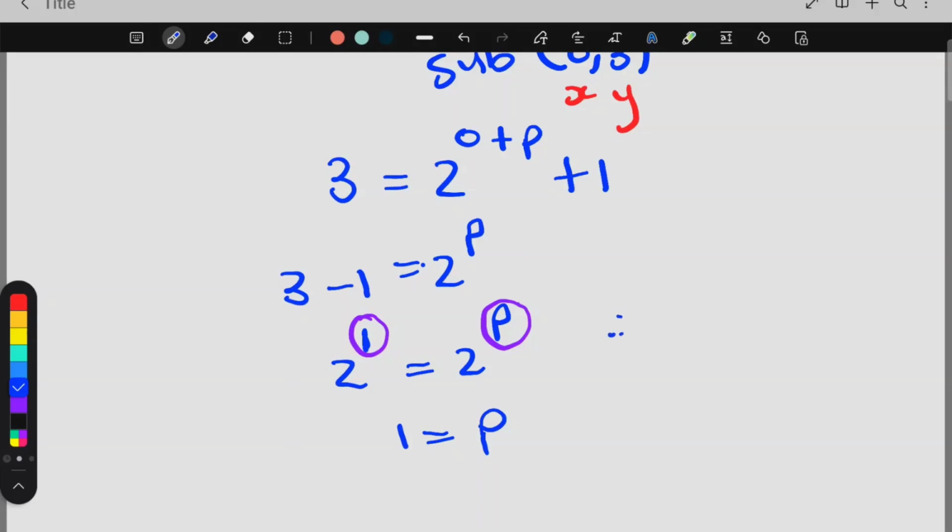Therefore, the equation of my exponential function is y is equal to 2 to the x plus 1, plus 1, because p was a positive 1, and then my q was also a positive 1. And that's the equation of the exponential function.